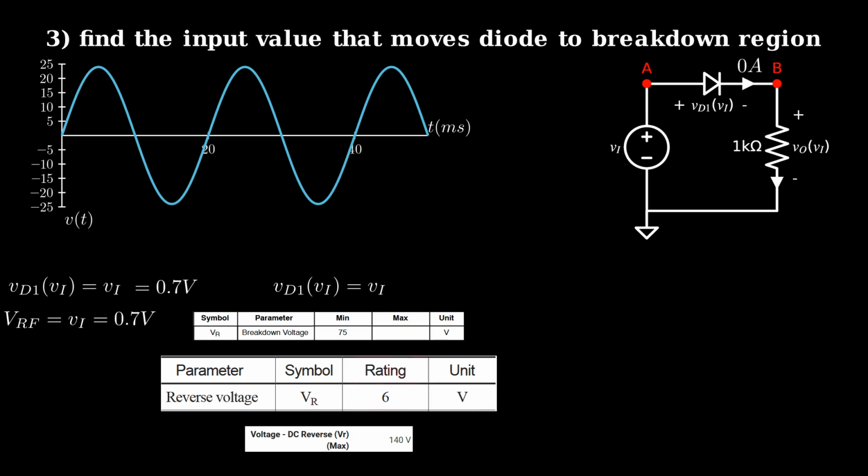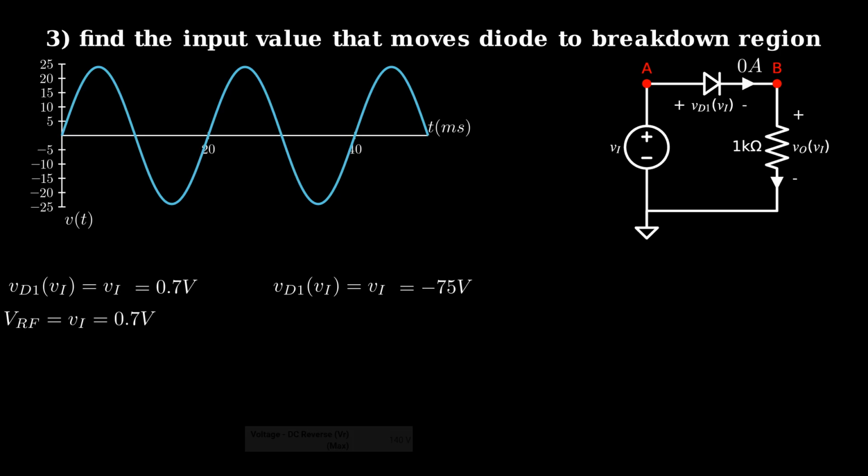These values are not tightly specified for diodes that are not Zeners. Let's use 75 volts. Setting the diode voltage expression equal to that negative 75 volts and solving for the input gives us the value we are looking for. Let's tuck away the input signal for later and start to build the transfer characteristic.